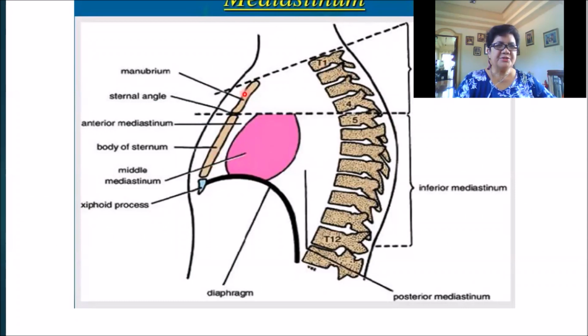This is the manubrium sterni, and this is the body of the sternum. And here you have the sternal angle of Louis. It's an elevation. Remember in the lecture of Dr. Gasco on the thoracic bones. So you have here the heart. This is your superior mediastinum, and below that your inferior mediastinum. And then you have the further division of the inferior mediastinum, which is your anterior mediastinum, then the middle mediastinum, and the posterior mediastinum.